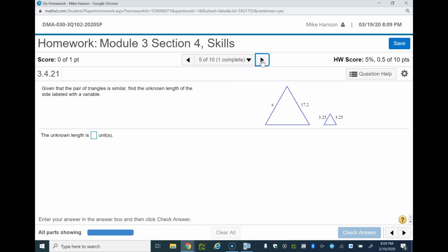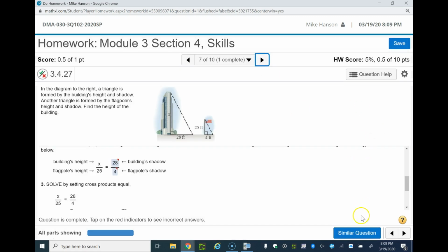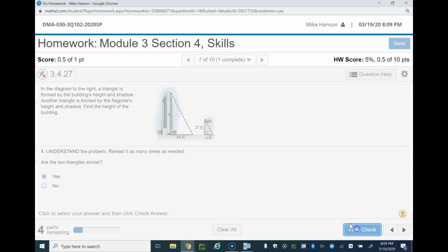So let's move towards one that has multiple steps, which is this one. This one is really good because it walks you through to make sure you really understand and how you can relate it to the real world. Are these two triangles similar? They are similar because they both have this little box, which means a 90-degree angle, and they both have this 90-degree angle. So yes, they are similar.